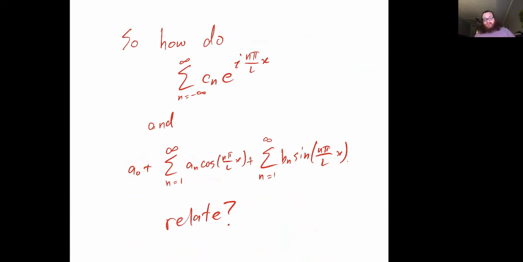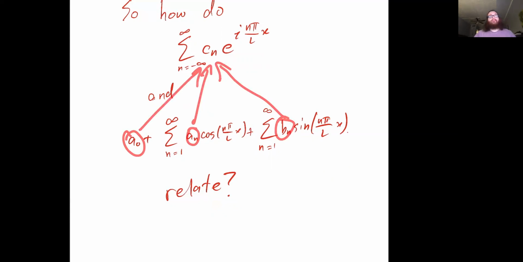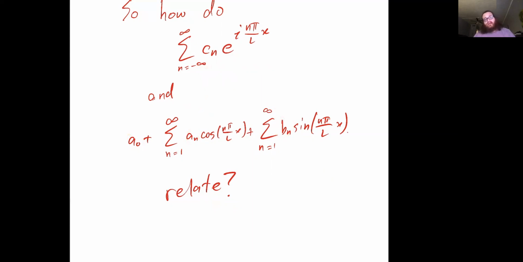So what we're going to do next is see how this relates to each of these three coefficients. Once we have a connection there, we can go backwards and see, if we have A0, A_n, and B sub n, how do we construct these C sub n? That gives us a one-to-one connection between the complex form and the real form, and we'll be good to go.